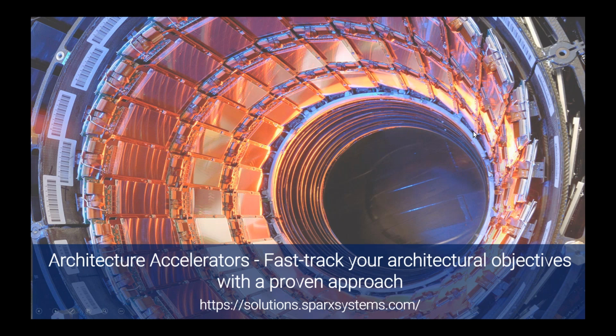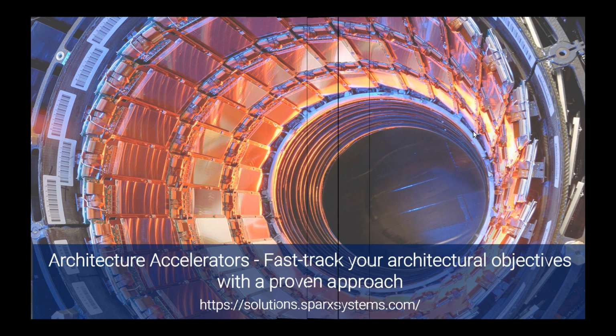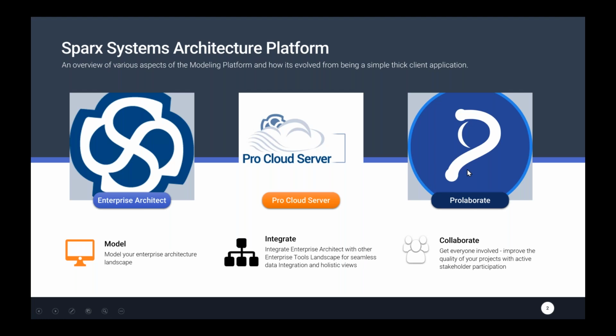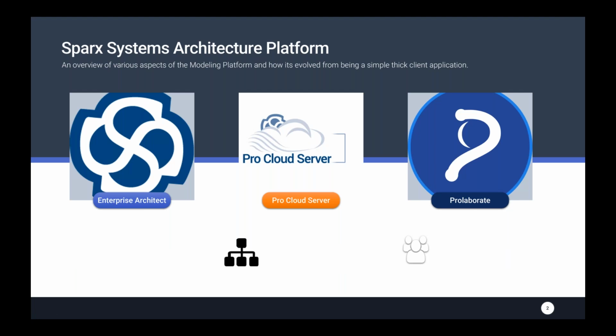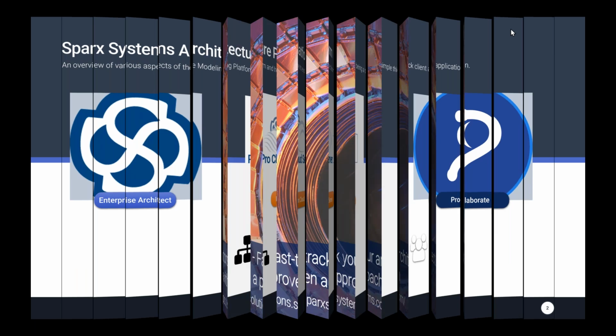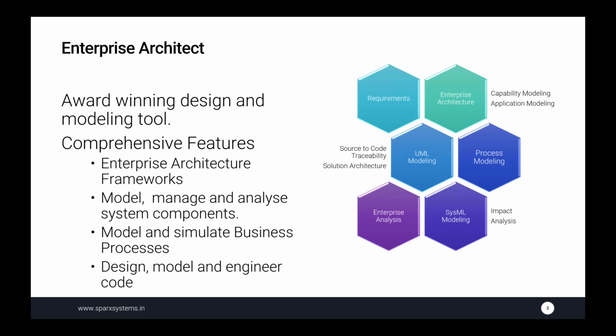So what I'm going to do in this part of the webinar is to show you how this architecture platform, which comprises EA, ProLaborate, and Pro Cloud Server, can be used most effectively using these accelerators. We all know Enterprise Architect supports a whole raft of frameworks. It could be used for software designing, systems engineering, process modeling, and whatnot. That's its strength, but it's also at times overwhelming for people, because when people start with this out of the box, it could be way more than what they would expect to achieve their use cases.